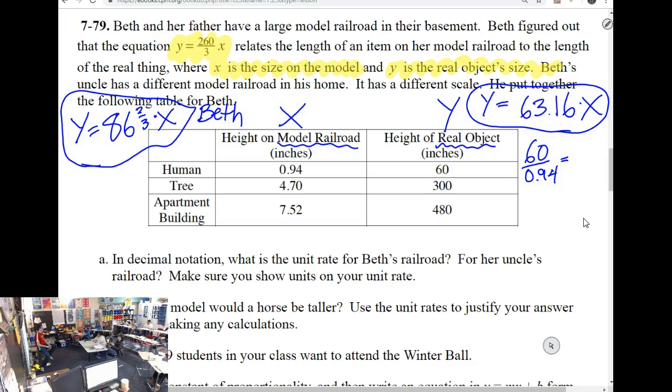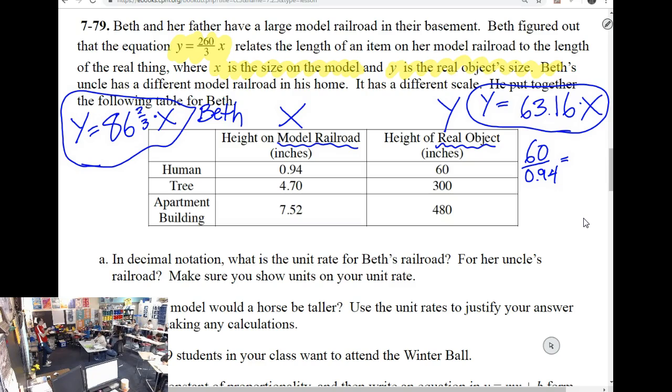If you imagine taking the same person or the same thing in Beth's railroad, 1 inch of the model equals 86 in real life. Tall, right? Her uncle's 1 inch in the model only equals 63 in real life. So Mallory's arguing the uncle's is bigger as the model because it doesn't have as much to expand up. Now, if we wanted to test that and verify, what's the real life size? The X or the Y? Yeah, the Y. The Y is the real life, right?